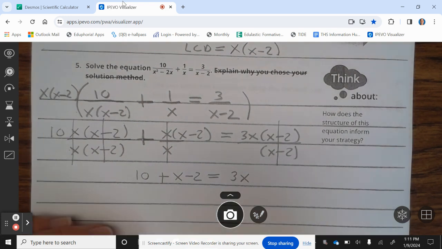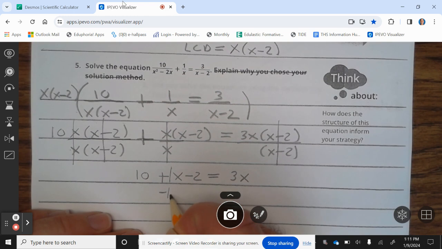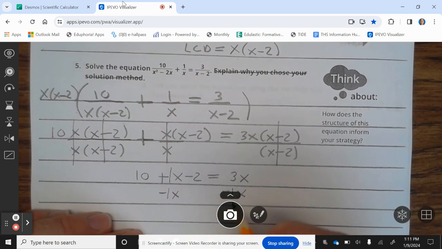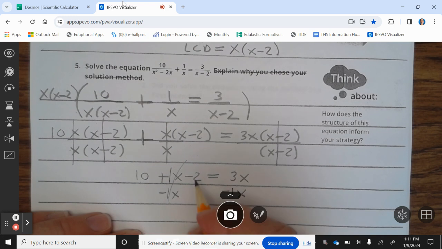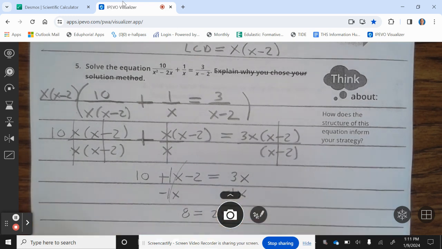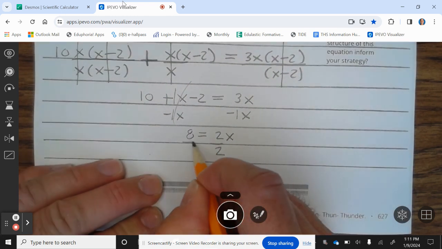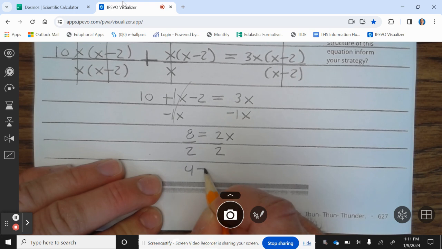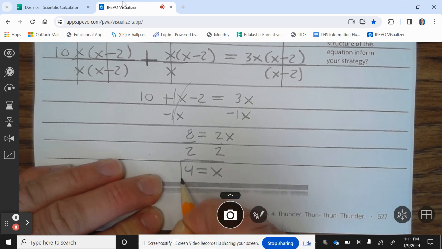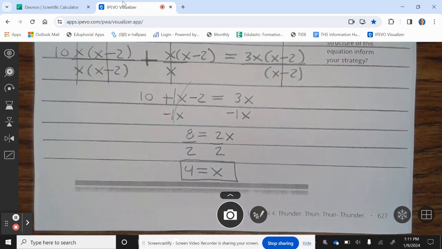Okay, we're going to subtract 1x from both sides. Cancels. 10 minus 2 is 8 equals 2x. Divide both sides by 2. 8 divided by 2 is 4. So x equals 4. All right, go ahead and finish it up.